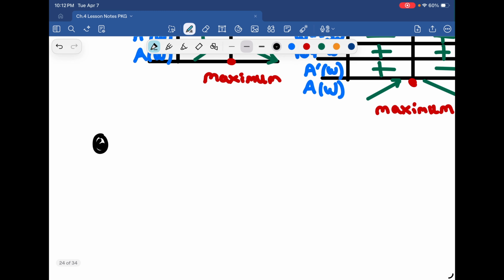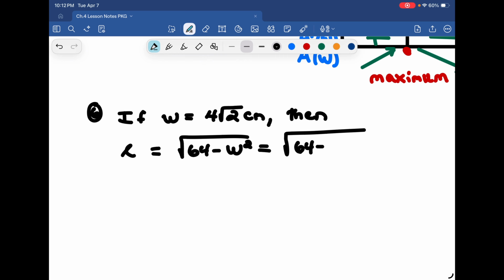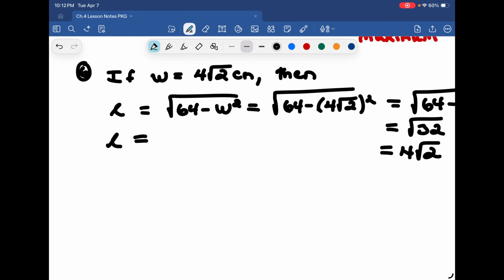We are going to say, well, if w is equal to 4 root 2, and this is centimeters, then we're going to solve for the rest of them. Our length was given by the square root of 64 minus w squared, which is equal to the square root of 64 minus, sorry, that's 4 root 2 all squared, which is equal to the square root of 64 minus, this is 16 times 2, which is going to be equal to 32, meaning this becomes the square root of 32, which is equal to 4 root 2. So therefore, the length is also equal to 4 root 2.